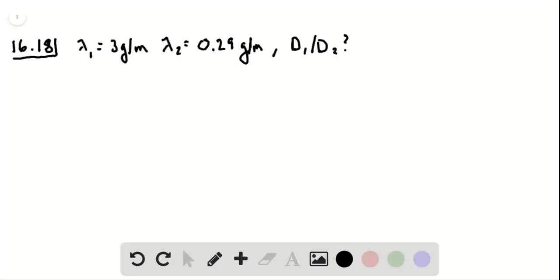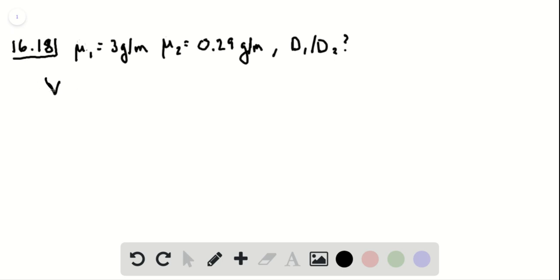16.18. So we have two violin strings, the heaviest and lightest ones. We're told that these are their linear densities, which I've forgotten that in this context of waves on strings, these are usually called mu, since lambda is more useful for wavelengths. So we want to find what the ratio of their diameters has to be.